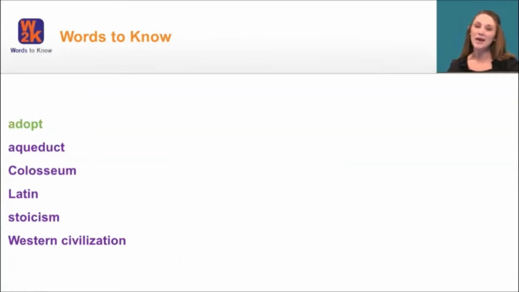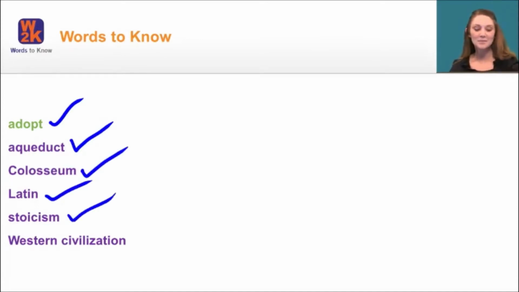Now, we have some vocabulary we're also going to have to pick up along the way. Adopt, that's your academic word. Next, aqueduct, Colosseum, Latin, Stoicism, and Western civilization. Those are all your domain-specific words.